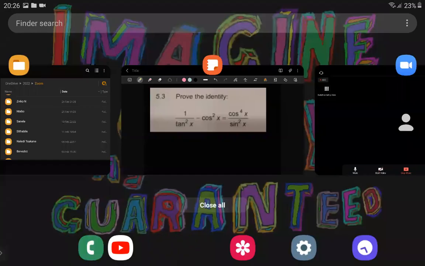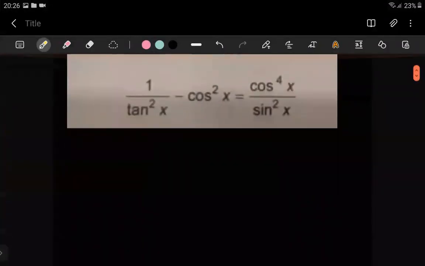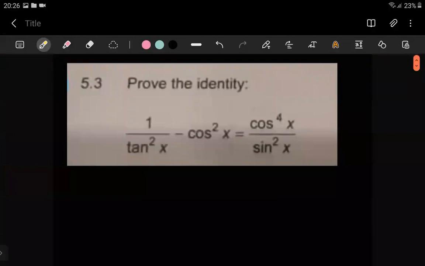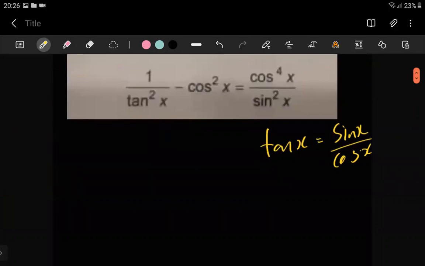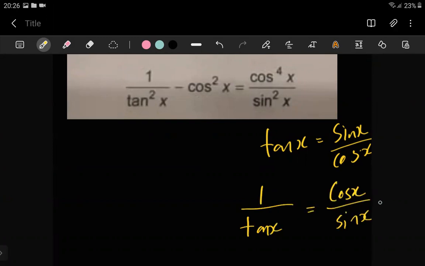So if you have, let's say, 1 over tan x, firstly, we know that tan x can be written as sin x over cos x. The fortunate thing is if this tan x is under a 1, so 1 over tan x can be written as cos x over sin x. That's a fact. So you flip it, okay.